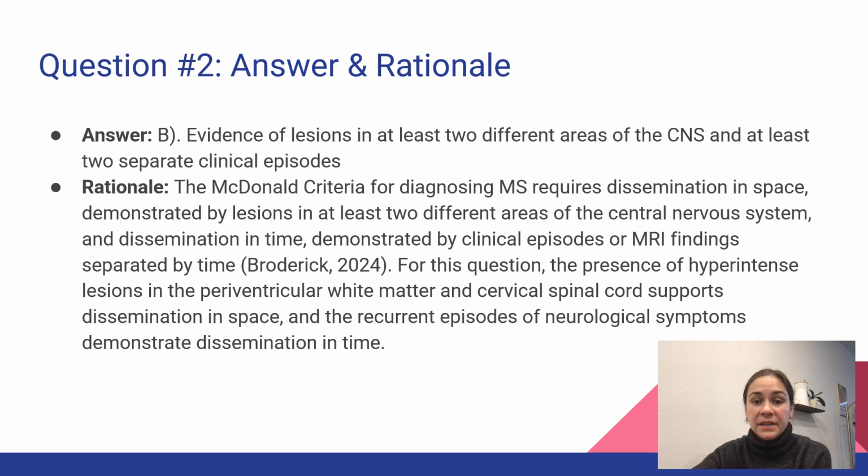The answer is B, evidence of lesions in at least 2 different areas of the CNS in at least 2 separate clinical episodes. The McDonald criteria for diagnosing MS requires dissemination in space, demonstrated by lesions in at least 2 different areas of the central nervous system, and dissemination in time, demonstrated by clinical episodes or MRI findings separated by time. For this question, the presence of hyperintense lesions in the periventricular white matter and cervical spinal cord supports dissemination in space, and the recurrent episodes of neurological symptoms demonstrates dissemination in time.